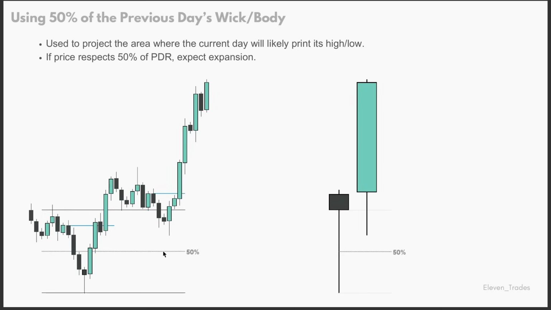Or if we are wicking the 50% of the previous day's range with large wicks, it means the daily candle still will expand higher, but it will not be an expansion candle because more time is consumed within the wick and less time will be left for the body to expand higher.